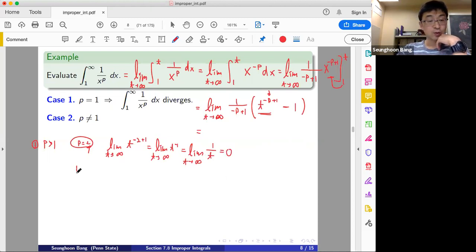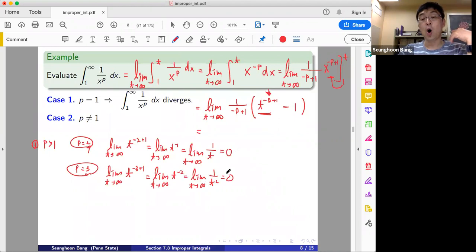What about p equals 3? You can choose another number, p equals 3, similar. The limit as t approaches infinity of t to the negative 3 plus 1, which is t to the negative 2, which is the limit as t approaches positive infinity of 1 over t squared. We have 0. This is always 0. That's right. So what does it mean?